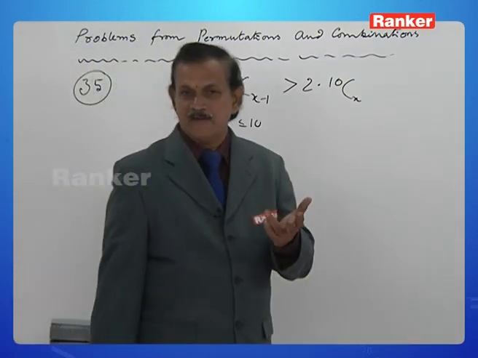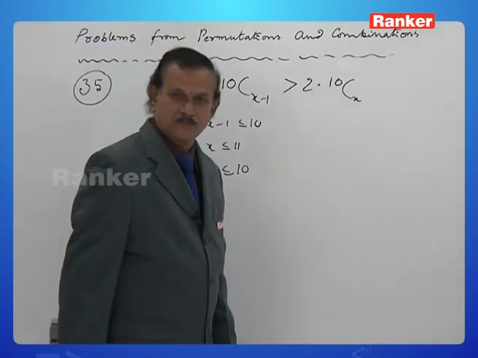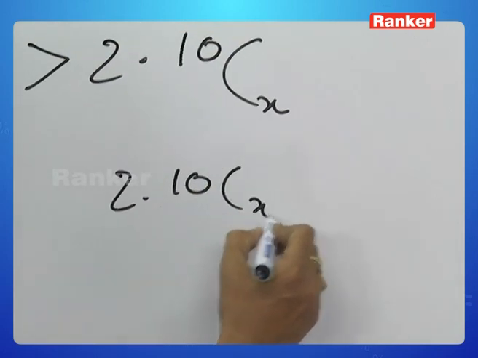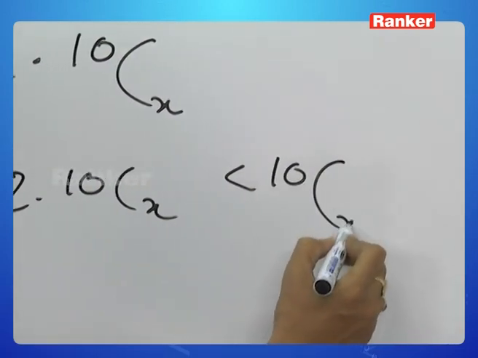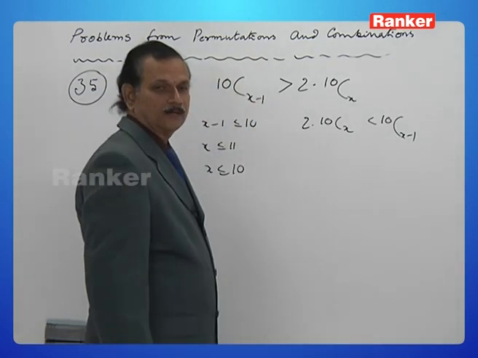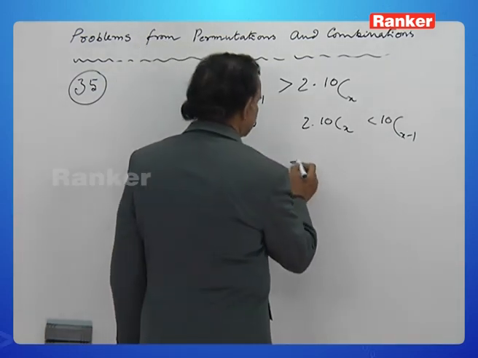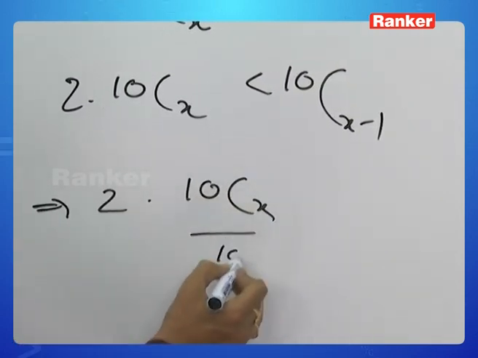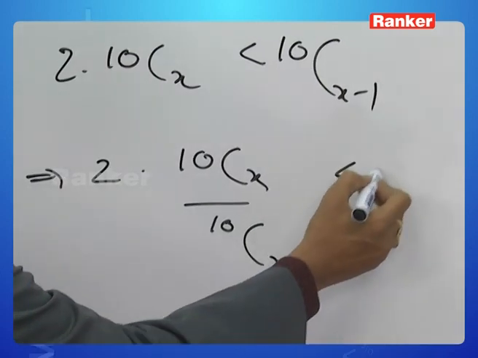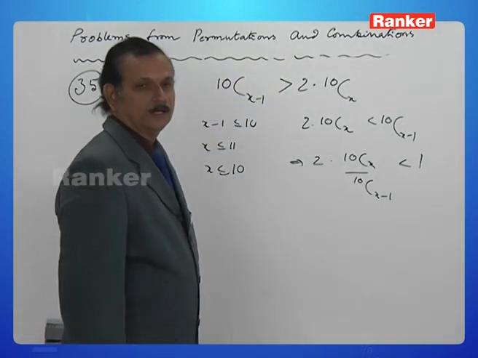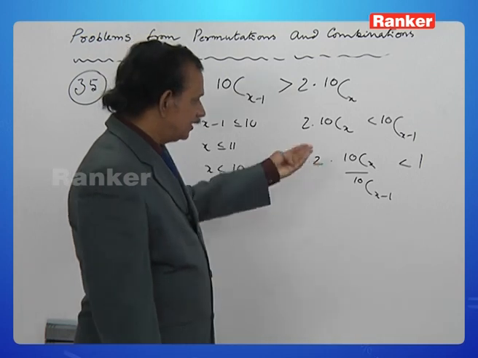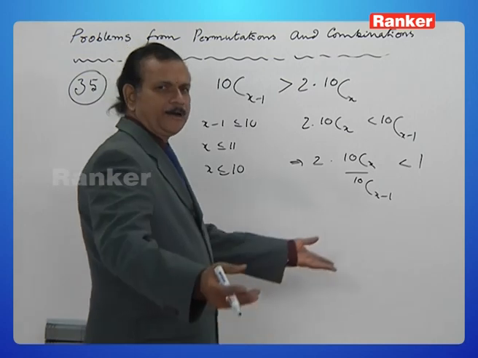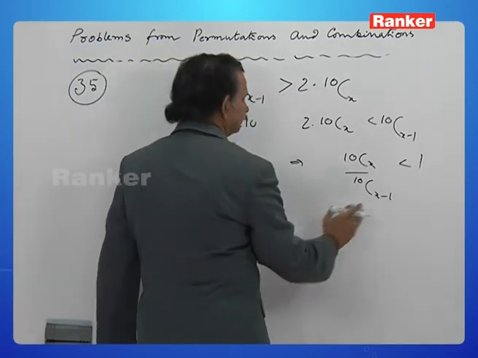Moreover, beyond that, we shall now make use of this inequality like this. 2 into 10Cx is less than 10Cx minus 1. Implies 2 into 10Cx by 10Cx minus 1 is less than 1. Or even you can have it by 2.